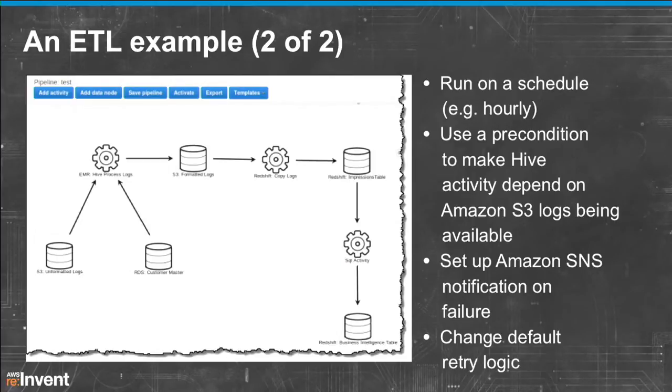And lastly, if we want to, we could change some of the default retry logic on, say, the Hive query. Maybe we only want to retry twice rather than 3 times. So hopefully this gives you an idea of, for a very simple ETL scenario, what a pipeline would look like.